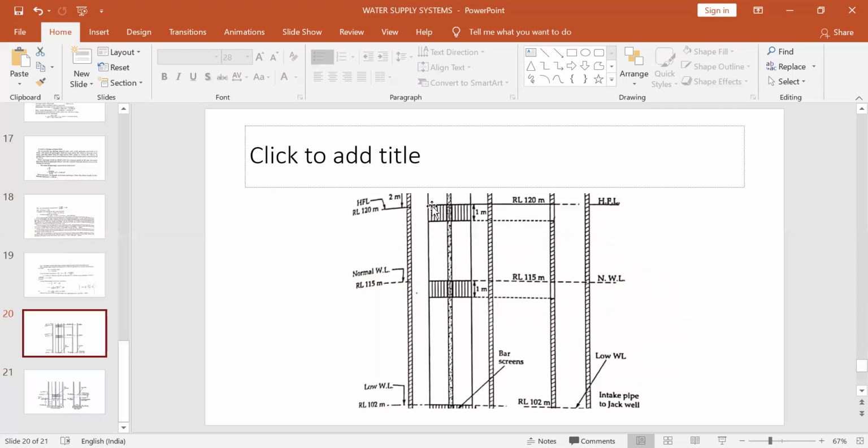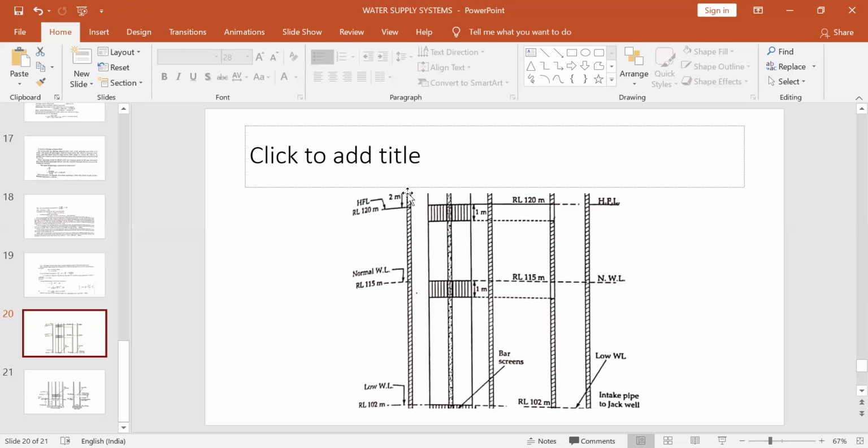Now this is the HFL. Above this HFL you are providing a freeboard. Always we do that for all tanks and all. We do not fill the entire water up to the roof. We always keep a freeboard. So this freeboard we are keeping above, up to the roof, is 2 meter.